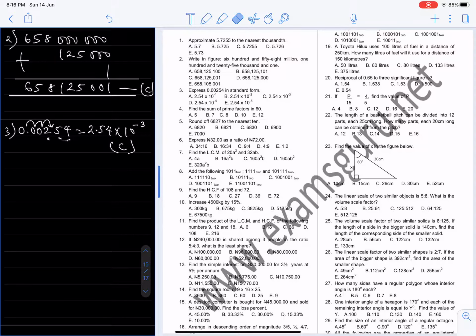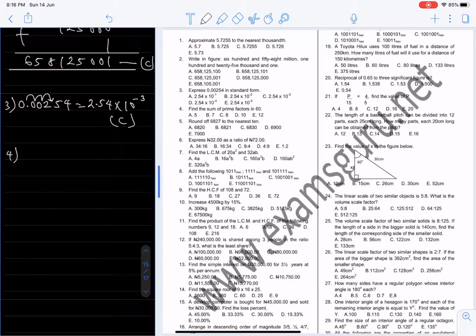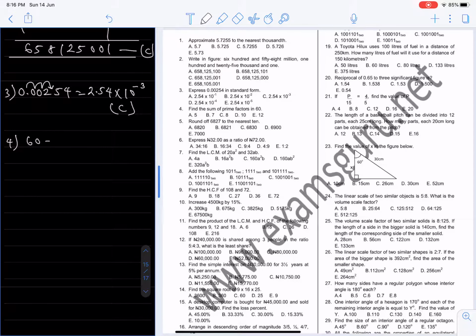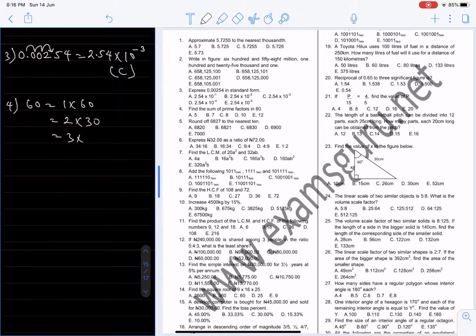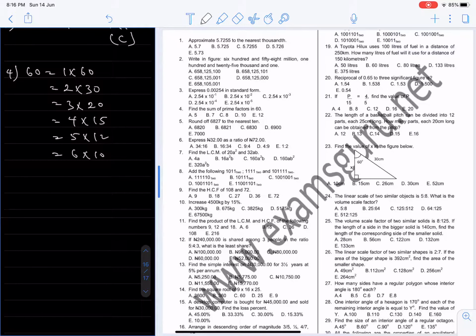Now on the next, number 4. Find the sum of prime factors in 60. What are the prime factors in 60? Here, that means add all the prime factors of 60 together. I want to do it this way. 1 times 60. I'm listing out all the factors of 60, after which I'm going to add those that are prime. 3 times 20. And that's also 4 times 15, which is also 5 times 12, 6 times 10, and that's all.